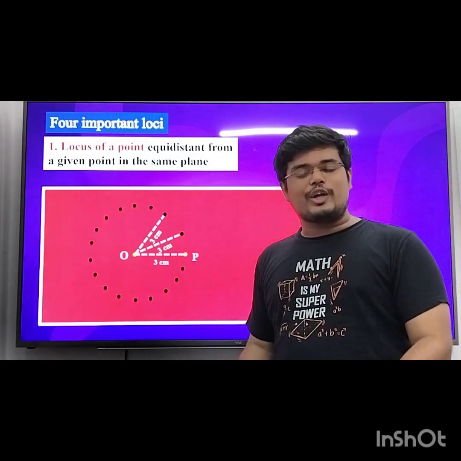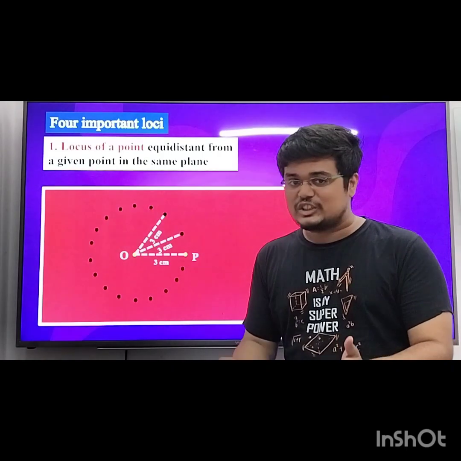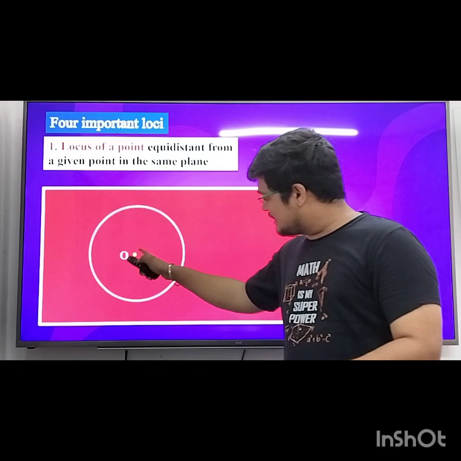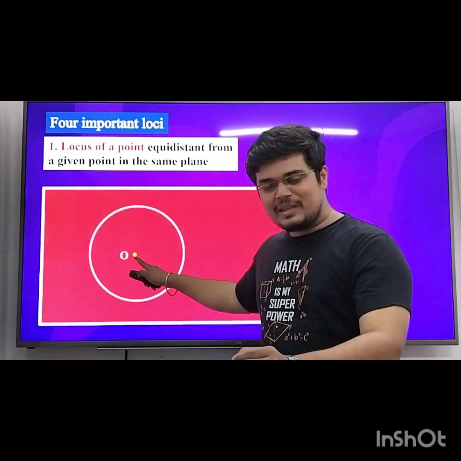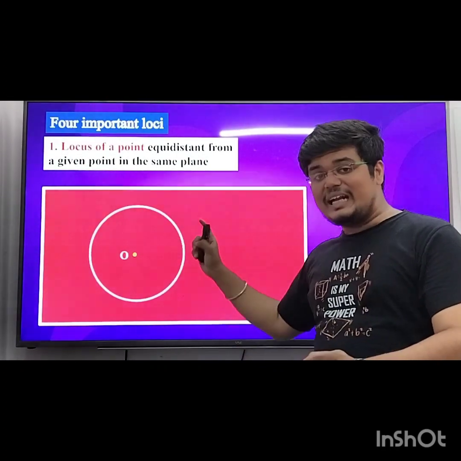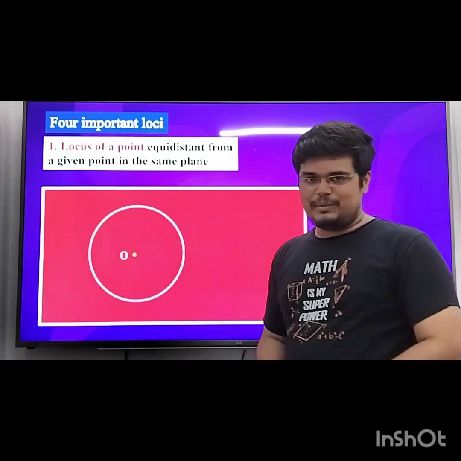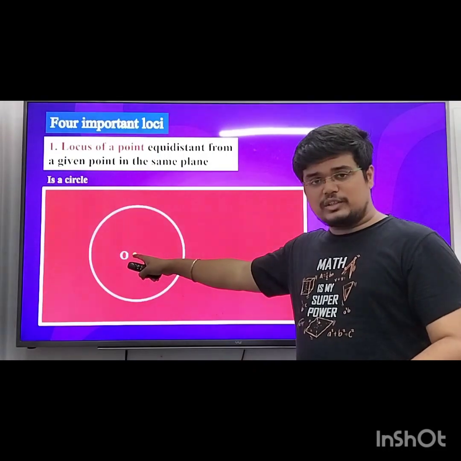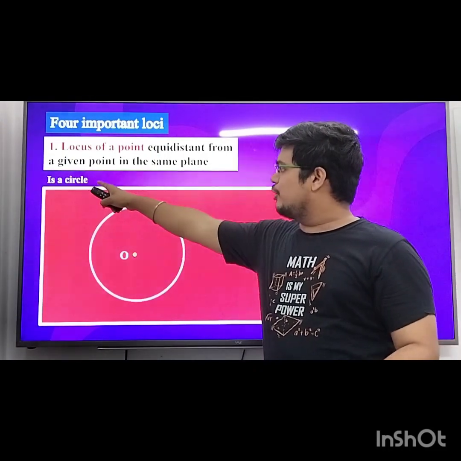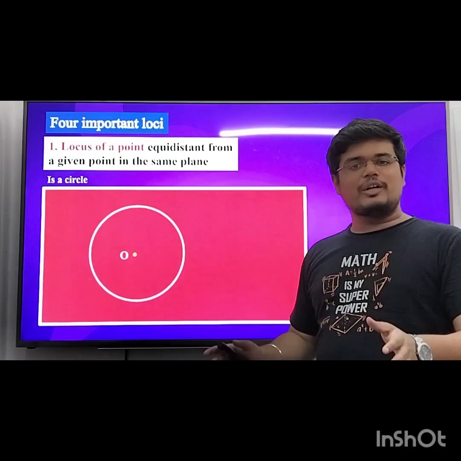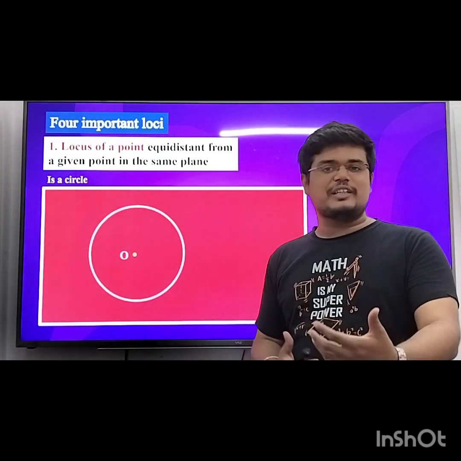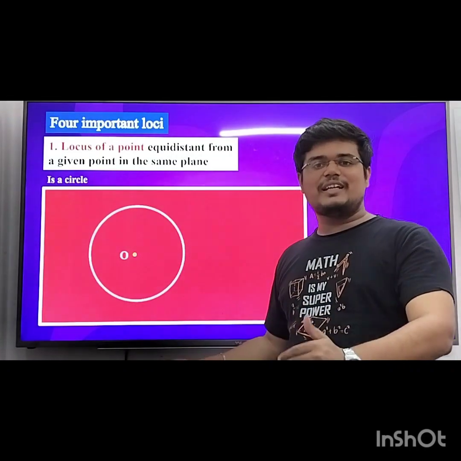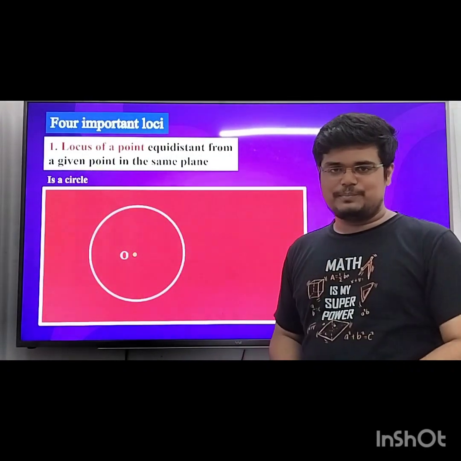And when you join all these points, the collection, that is the locus, is nothing but a circle. This circle has center at that fixed point O, and the radius is that fixed distance, which was 3 in this example. So the locus is simply a circle. So remember students, if one point is given, then the locus is simply going to be a circle. So when one point is given in the question and some distance will be given, 3 centimeter or 4 centimeter, it's going to be a circle with that point as center and the radius will be that fixed distance.